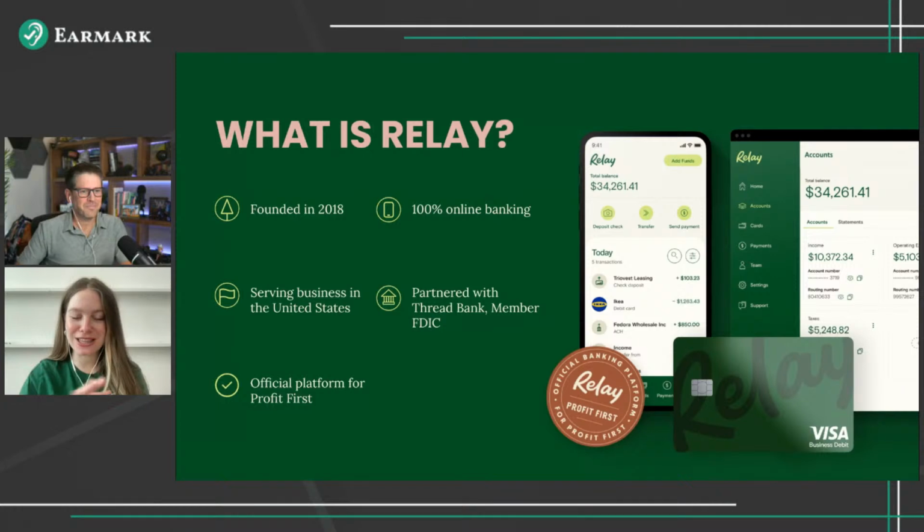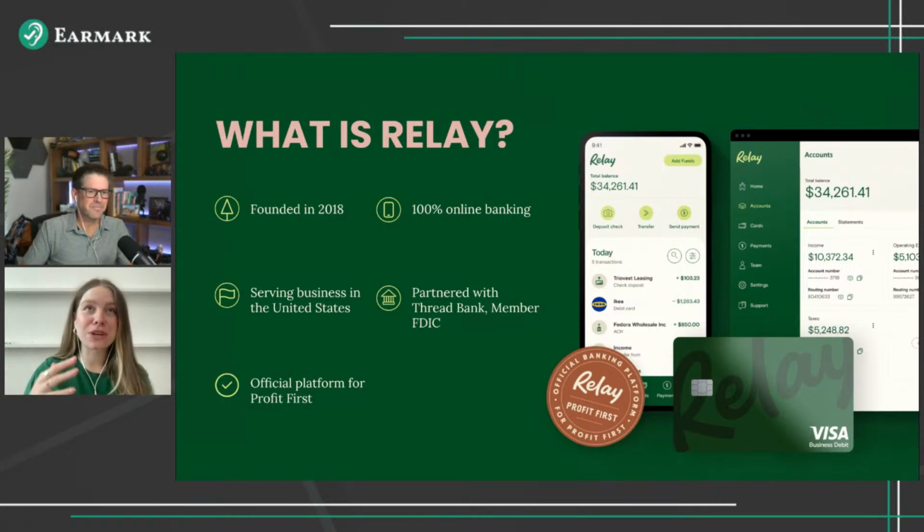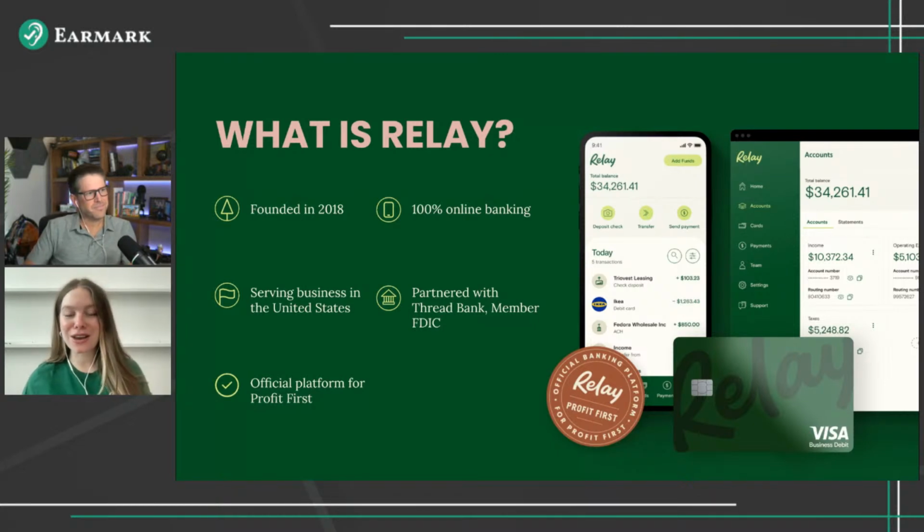Yes, for anybody that this is their first time hearing about Relay, I am really excited to be here, and we definitely want to dig into the cash flow compass report with everybody today, but a little bit on us first. So we were founded in 2018 by co-founders with a long track record of working in payments with small businesses and with small business advisors. We serve all of the United States, and we do not have any physical branches, so we are 100% virtual. And we're partnered with Thread Bank, a bank that has been around since 1925. And through Thread, all of our accounts are FDIC insured.